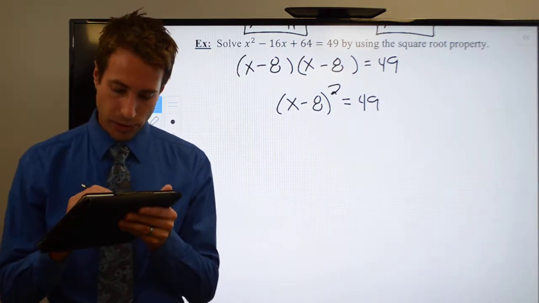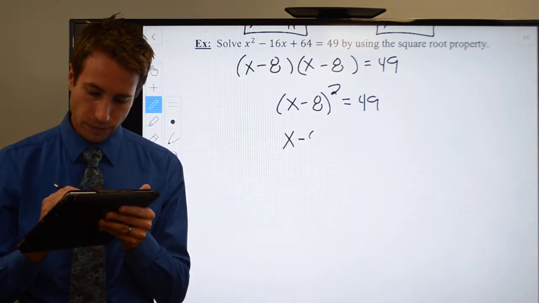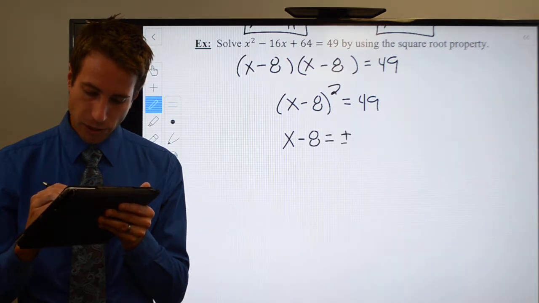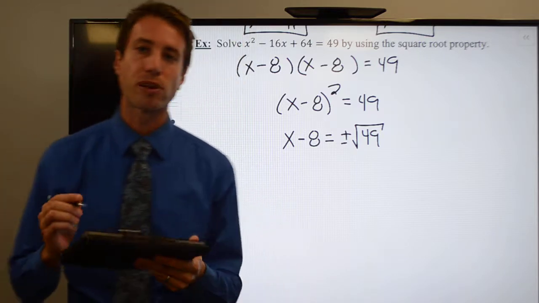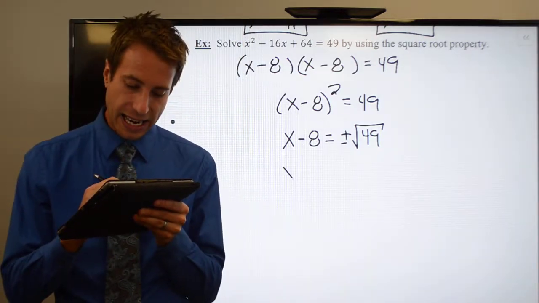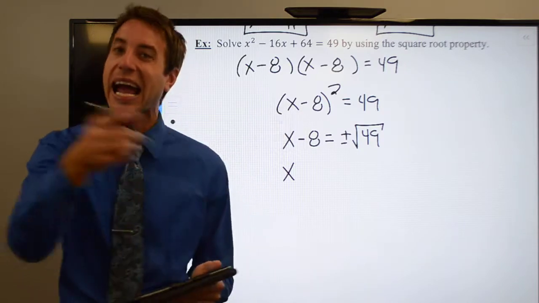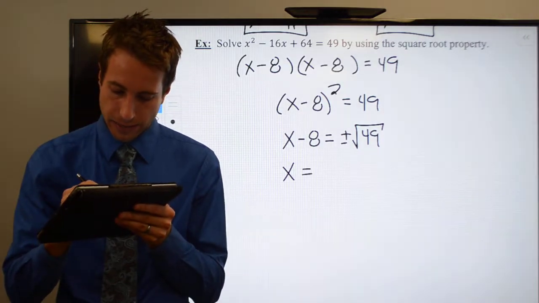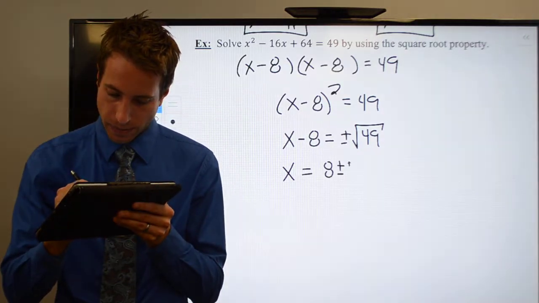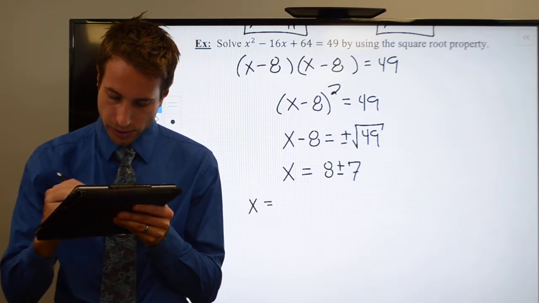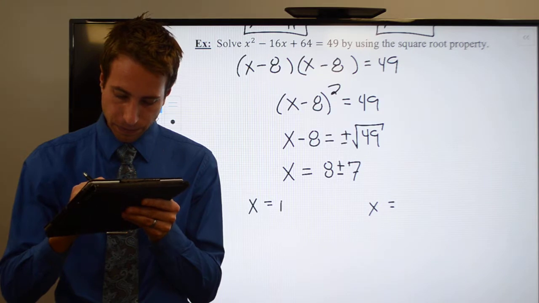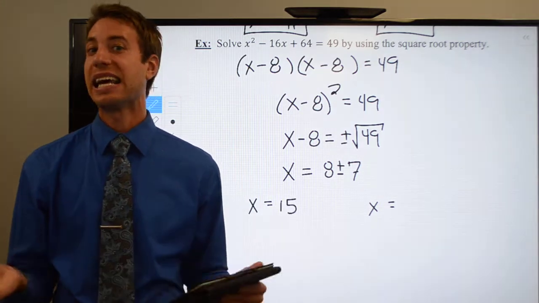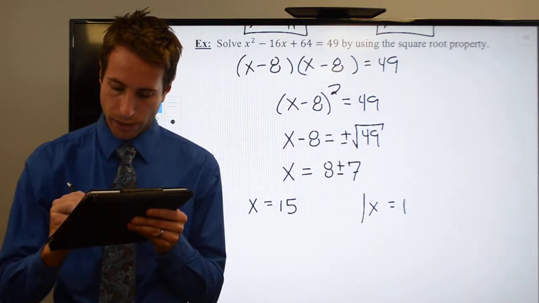Take the square root of both sides. Got to do plus or minus. I love it. 49 is a perfect square. So I'm going to wind up with plus or minus 7. And I got to add, right, negative 8. So I got to add the 8 to the other side. And I get my two answers. 8 plus 7 would be 15. And 8 minus 7 would be 1.